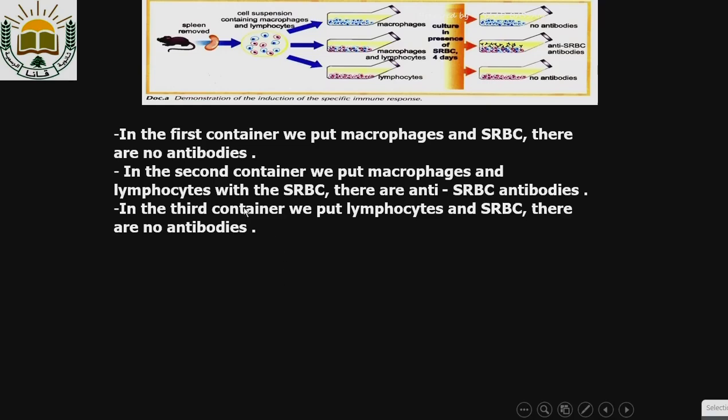But you asked us to deduce. I have to write down that the macrophages along with SRBC cannot produce antibodies. Also, the lymphocytes along with SRBC cannot produce antibodies, but lymphocytes and macrophages together with SRBC can produce antibodies. This is the generalization you can say.